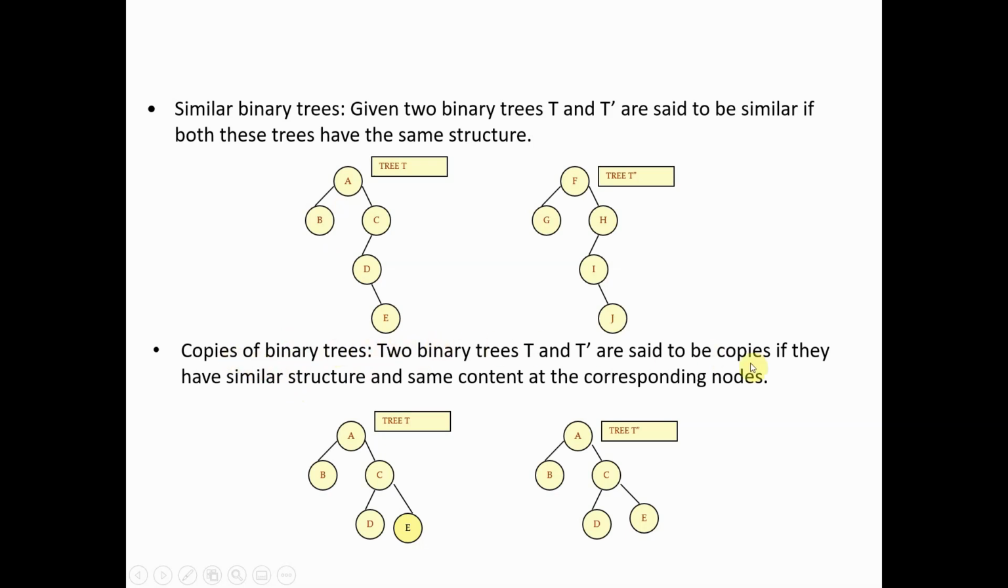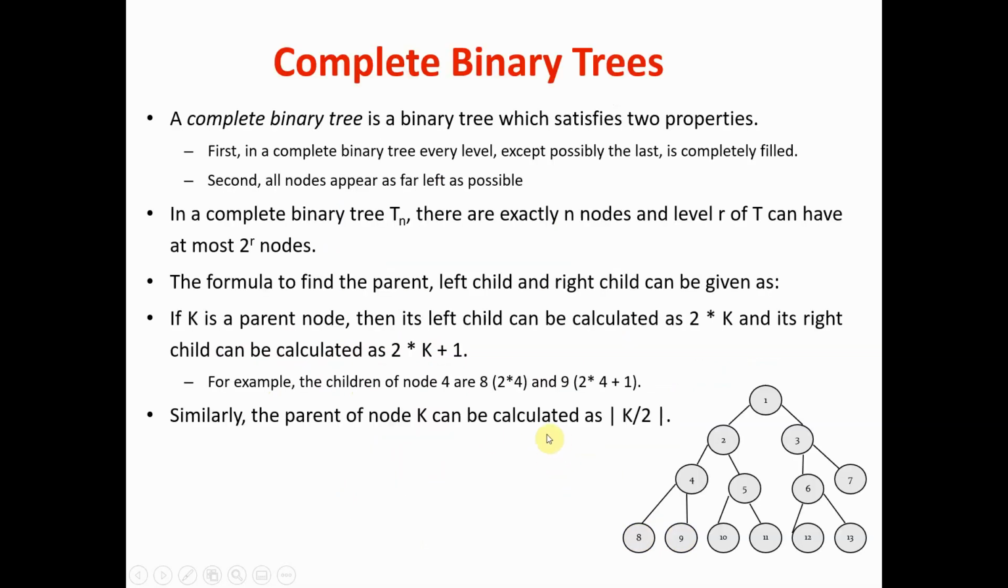Two binary trees are said to be copies of each other if they have similar structure and the same content at the corresponding nodes. These two are copies of each other. Complete binary tree: we mentioned the conditions for having a complete binary tree.